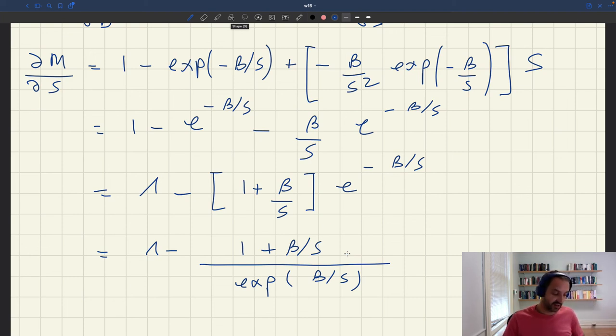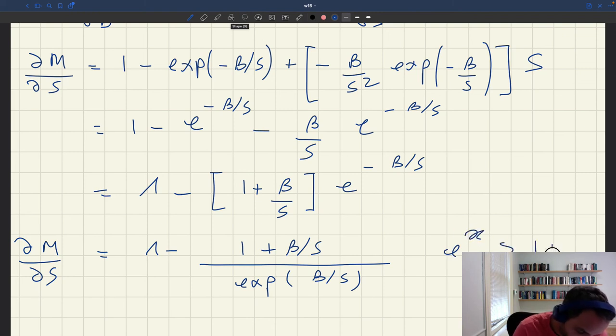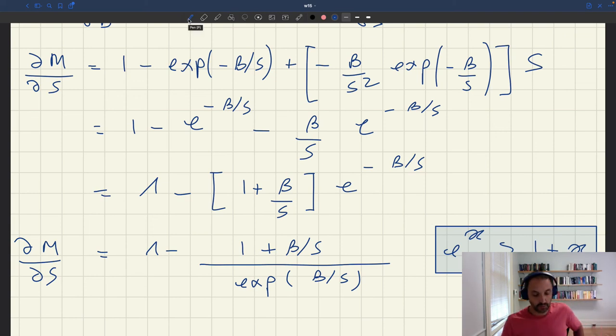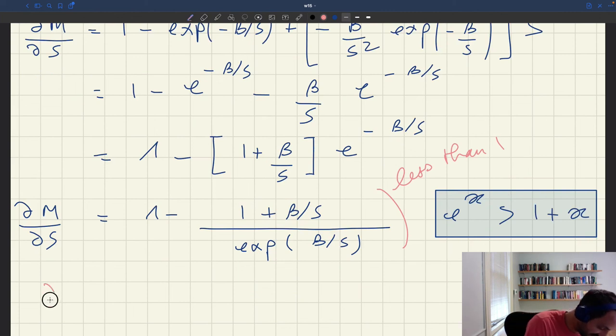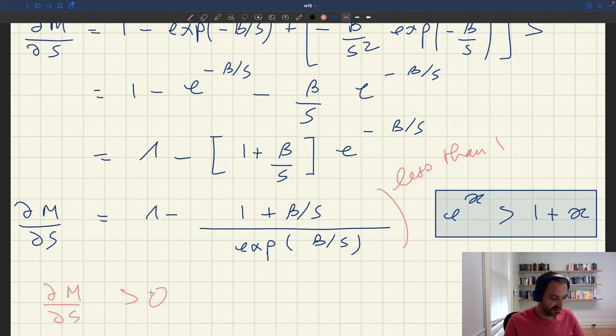And the question, of course, is what is the sign of this derivative? But a result that we know is that, of course, E of x is always greater than 1 plus x. That's a simple but, of course, super important result that we use often. So that's key. And so because for any real x, E of x is greater than 1 plus x, it's true that the exponent of B over S is greater than 1 plus B over S. And as a result, this fraction that we have here is always going to be less than 1. And because that's less than 1, 1 minus this fraction is going to be positive. So what we learn from that is that dM/dS is strictly positive. Okay, and so we confirm that the matching function is indeed increasing in its two arguments here.